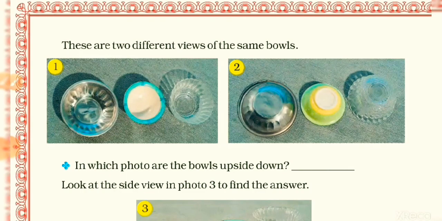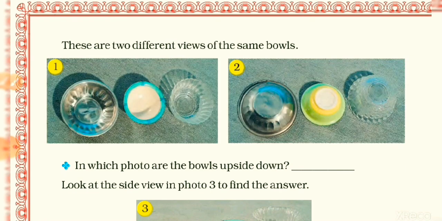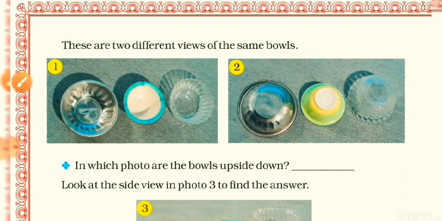At first, let's have an overview of today's class, that what topics we will cover today. So in this class, I have taken only two topics. The first one is side view and top view, and the second is the park behind Gappu's house. Now let's have a reading.